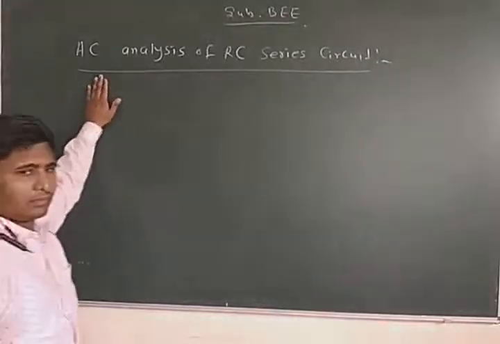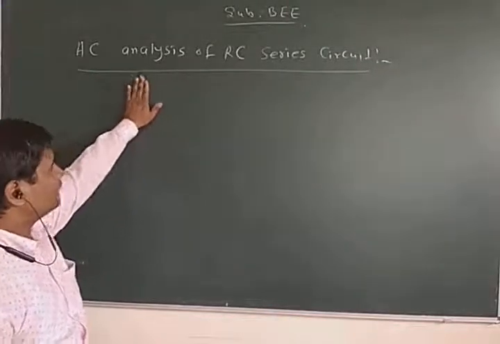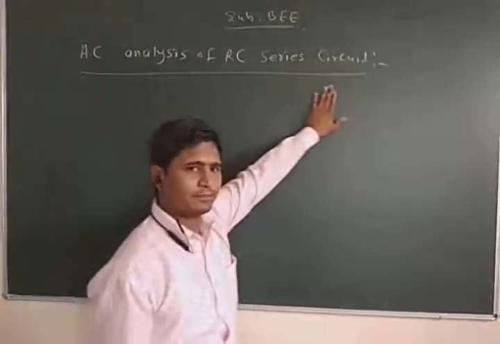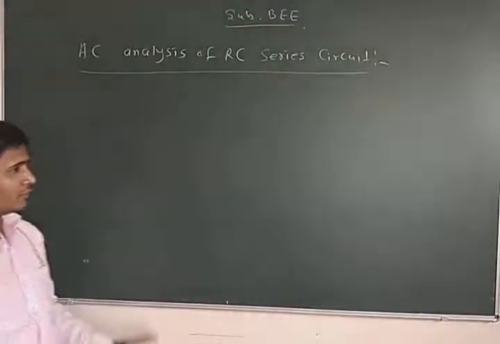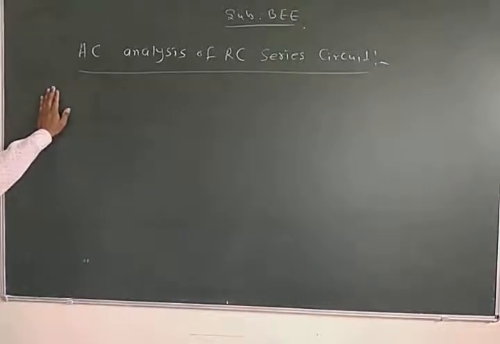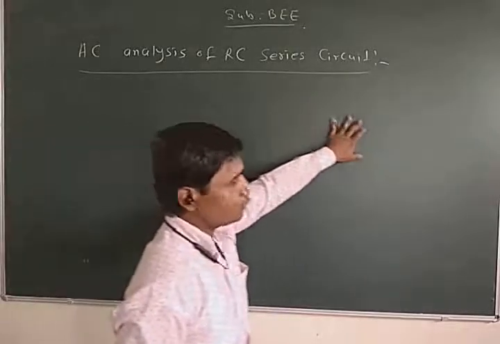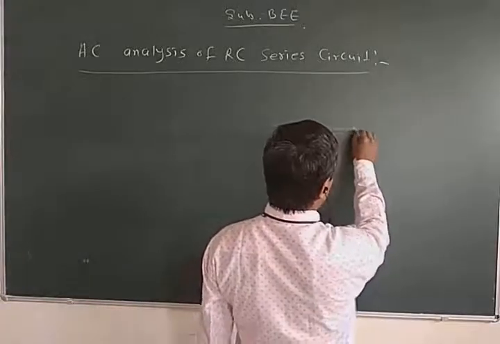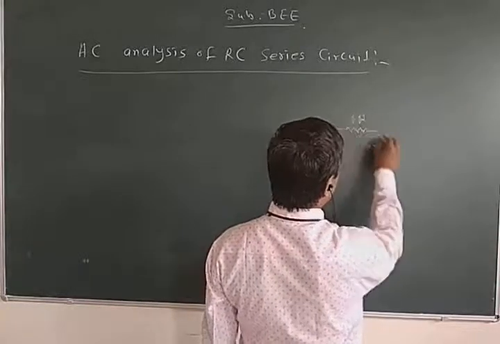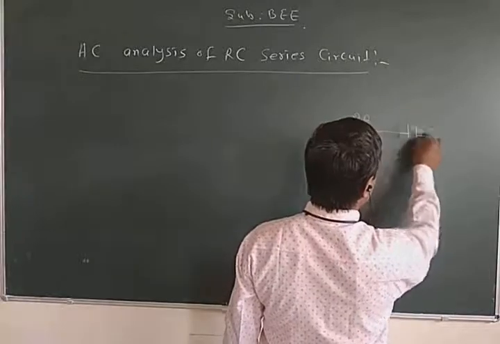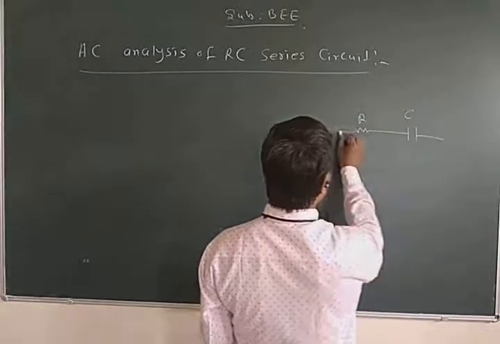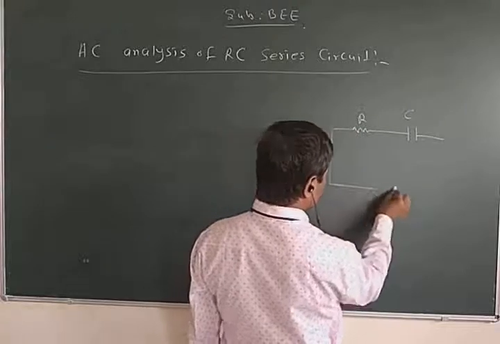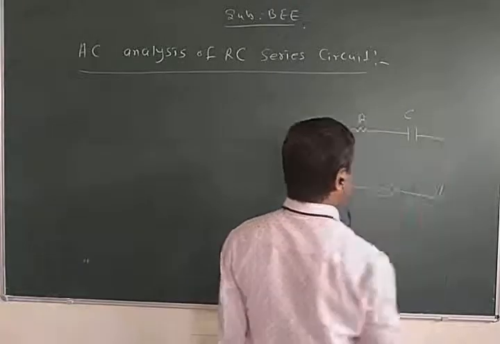Students, in this class we discuss AC analysis of RC series circuit. Series circuit means a resistive and capacitive element are connected in series, and then we excite these two elements with an AC source. Now we consider a resistance of R ohm and a capacitance of C farad connected with an AC source.